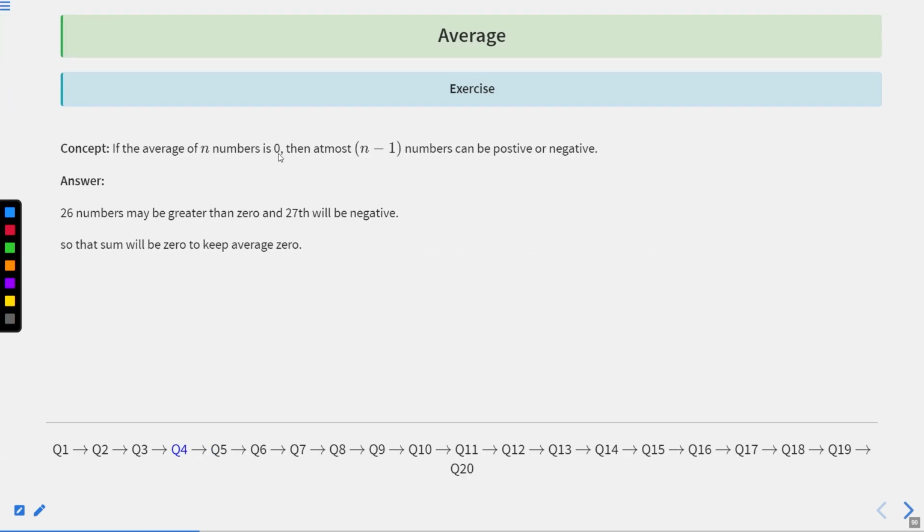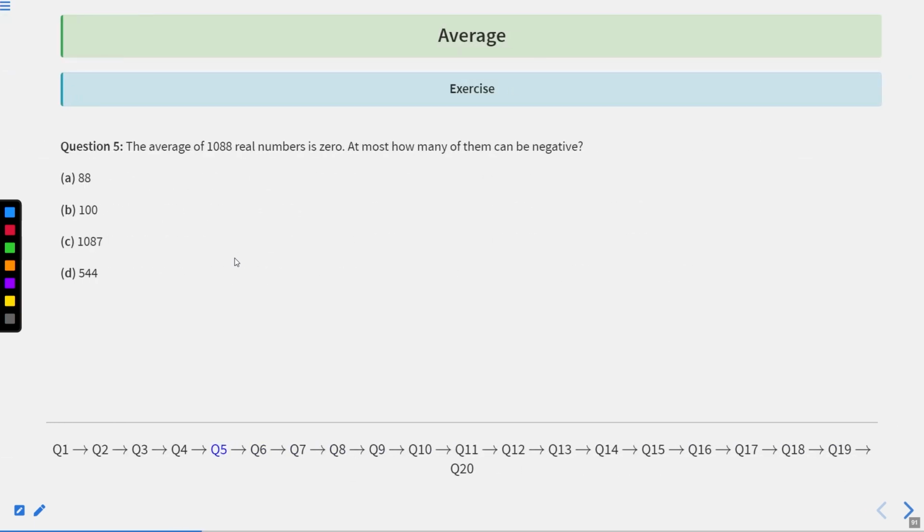So the concept that will be used in this problem is: if the average of n numbers is 0, then at most n minus 1 numbers can be positive or negative. 26 numbers may be greater than 0 and the 27th will be negative, so that the sum will be 0 to keep the average 0. So, moving to problem number 5.